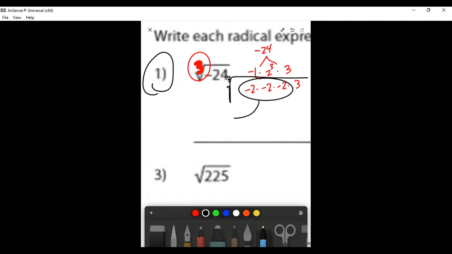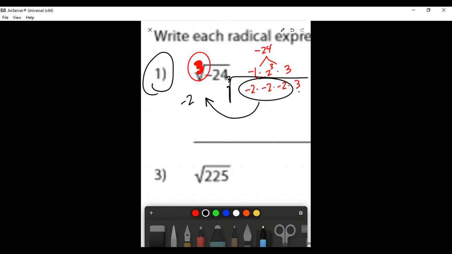So I'm going to take this and it's going to go outside the house. So out here, I'm going to have a -2. Now this 3, I don't have enough 3s to make up a pair. So I need 3 3s, I only have 1. So that has to stay inside the house.